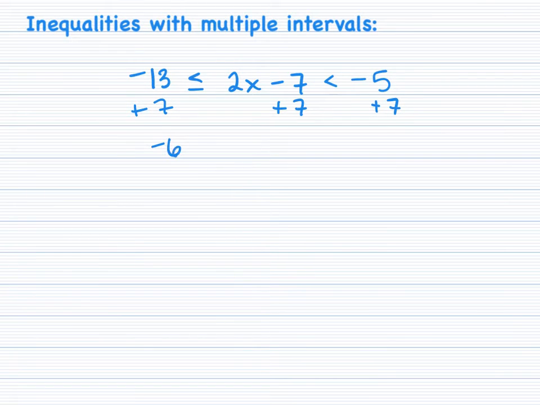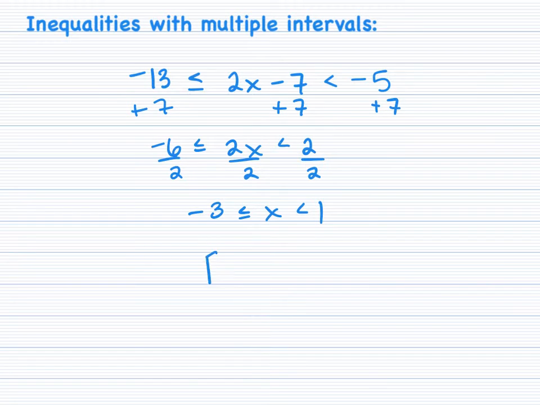So I've got -6 is less than or equal to 2x, which is less than 2. Divide everything by 2. So I've got -3 less than or equal to x, which is less than 1. If I'm looking at interval notation, that's going to be a bracket because of that, with the -3, comma, 1 for my highest value, and then because of that sign, that's going to be parentheses on that side.